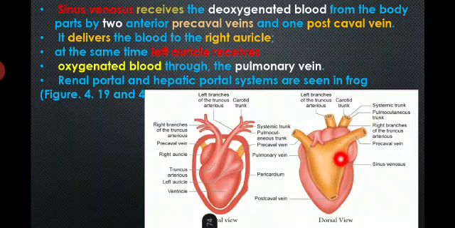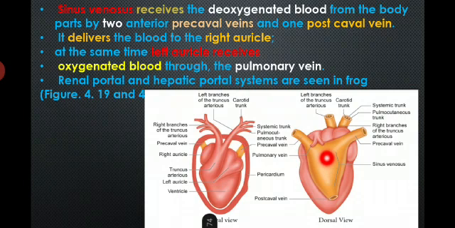And it delivers the blood to the right side auricle. So left side collects and right side delivers. Okay, so you have to see this dorsal view of the heart region. This is a ventral view of the heart region. Ventral view, this portion right side, this portion left side, and in the dorsal side, this portion left side, this portion right side. So you have to study clearly.